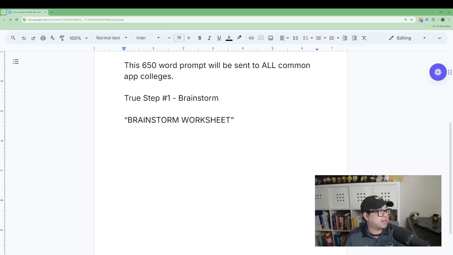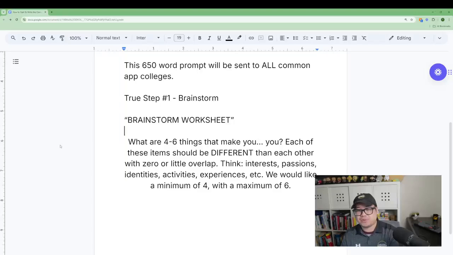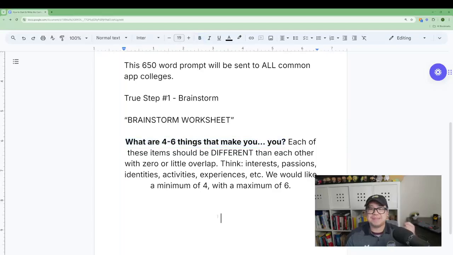So when it comes to here, the first thing we ask the students to let us know is this: what are 4 to 6 things that make you you? Each of these should be something different with zero or little overlap. Things you want to think about are interests, passions, identities, activities, experiences. Minimum 4, maximum of 6.